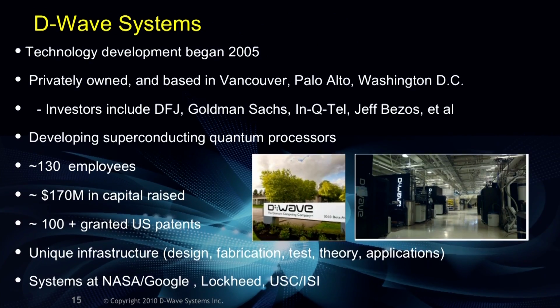We began real technology development in 2005. We have visionary investors who aren't just looking for a quick buck, but truly want to change the world, like Draper Fisher Jurvetson, Goldman Sachs, the US government, Jeff Bezos, and others. We've developed these superconducting quantum processors. We have about 130 employees and have raised about 170 million.